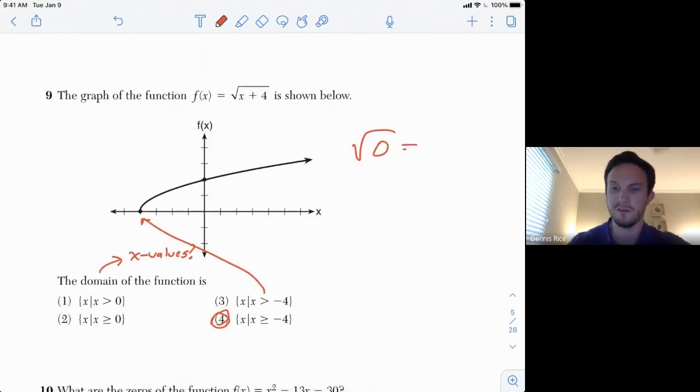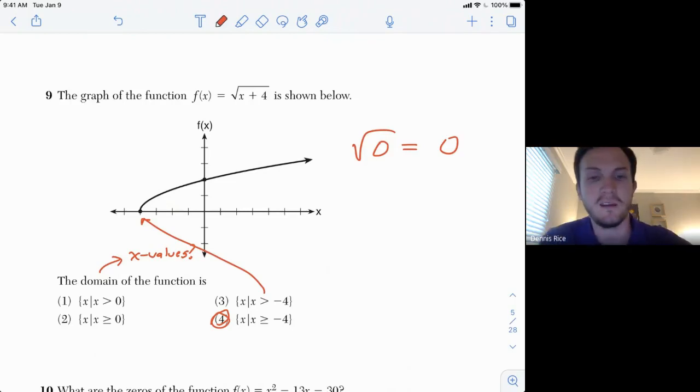Guess what the square root of 0 is? 0. So you're allowed to do that. It's negatives that you can't. Anything smaller than -4 is going to create a negative under the radical, which we can't have. So 9 is choice 4.